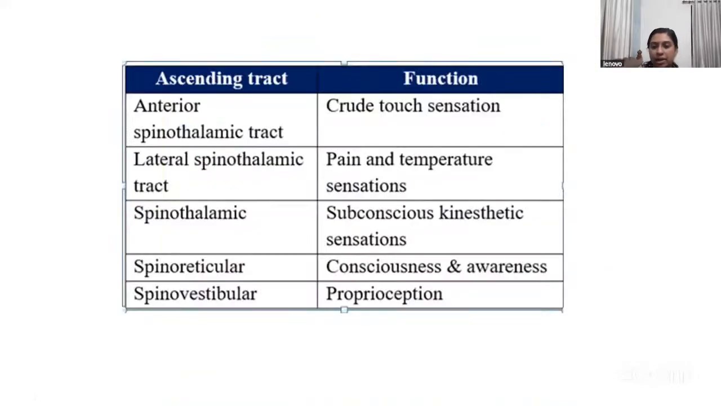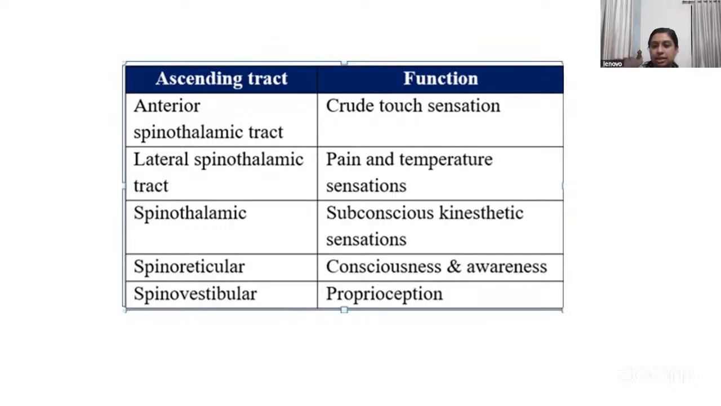Now, we have tracts inside the spinal cord. So what is a tract? Basically, a tract means a group of nerve fibers having a single origin, single course and single termination. It can be either an ascending tract or descending tract. Ascending tracts are usually concerned with the sensory function, and descending tracts are concerned with the motor function.